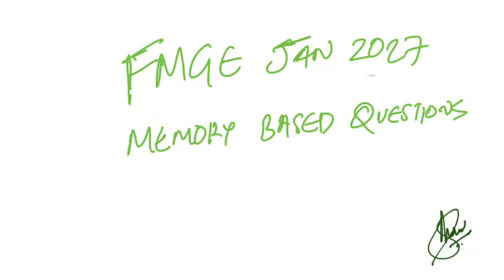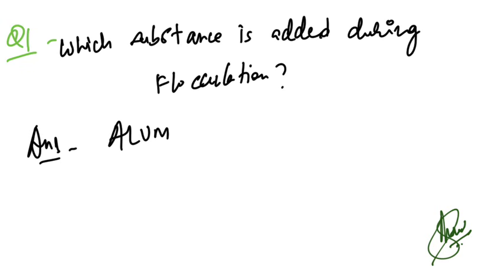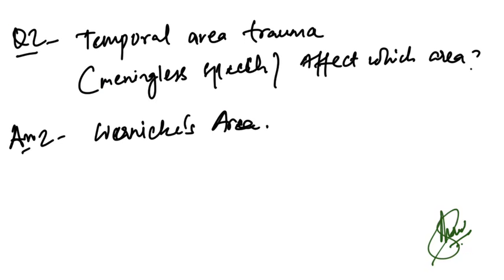Hello guys, today I will be discussing the memory based questions of FMGE January session 2027 50 plus. So which substance is added during flocculation? Alum is added during flocculation.